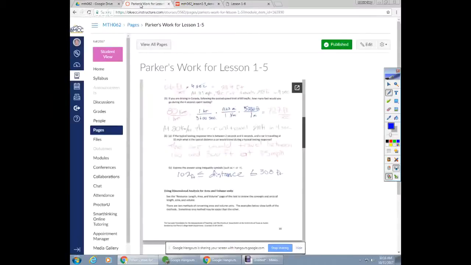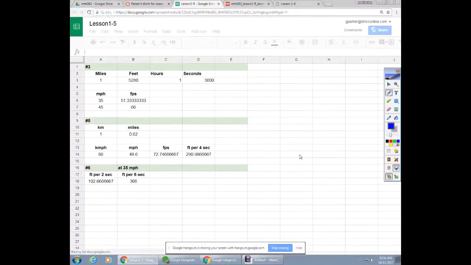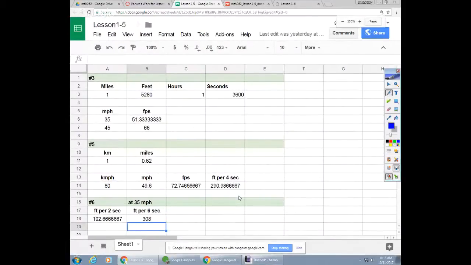So like in my spreadsheet, I'll just bring that up for fun here. Number 6, I just took the calculation I made for number 3, the 51 1/3, and the formula says just multiply that by 2 seconds. And then my formula over here, guess what it does? It just multiplies by 6, yeah. So I just had it look back at that number on the screen there to do the calculation. So those are both there if you want to take a peek at how I did my stuff.